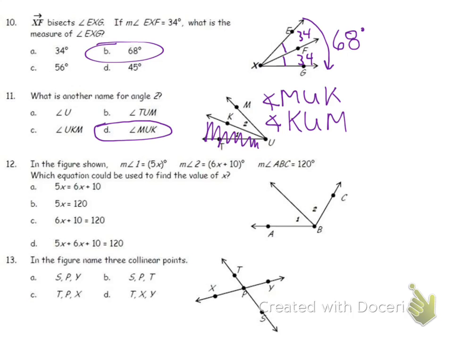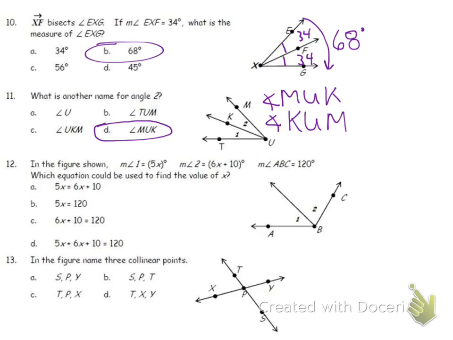Now, you may be looking at answer A and say, well, U is the vertex, and we could name it by the vertex. But the problem with that one here, and the problem that happens with that in general, is if I looked at that original diagram and I said angle U, we wouldn't know which one we're talking about, because if there's multiple angles there, we have to name it with the 3 letters.